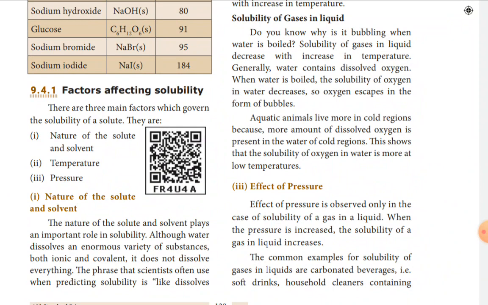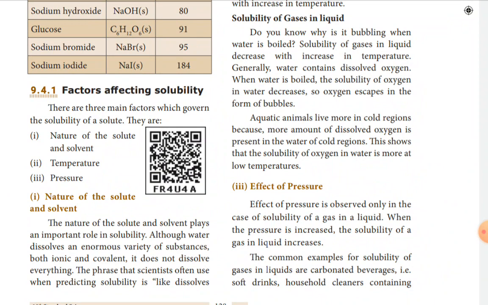So when temperature is decreased, solubility increases. Temperature decreases, solubility increases. Because of that, in cold regions the water contains more oxygen, which is suitable for the living of aquatic animals. That's why more aquatic animals live in the cold region.